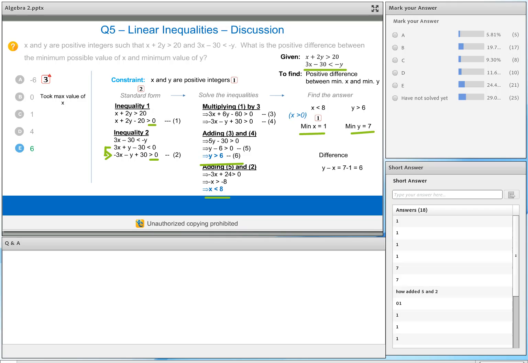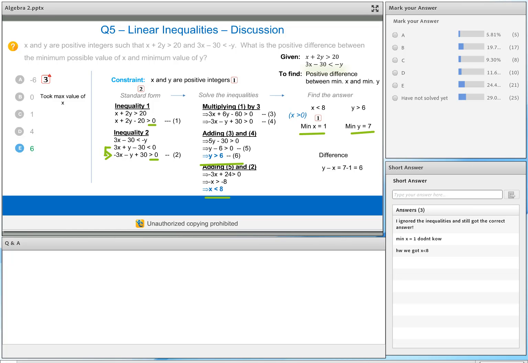Now, at which point did you falter? There are multiple, there's a lot of processing here. The first level of processing is bringing the two inequalities into the standard form. Again, that's the conceptual understanding. Now, which step did you falter on? Minimum value of x is equal to 1.